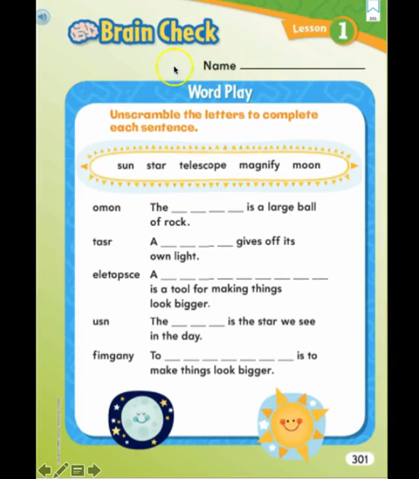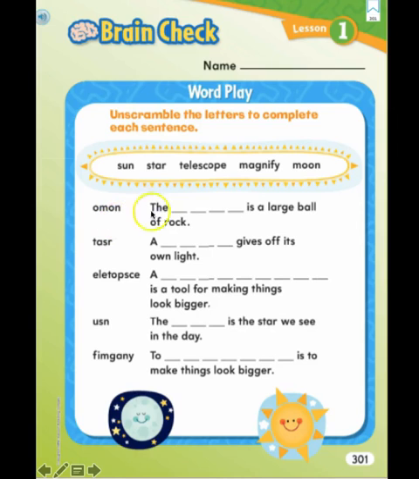Unscramble the letters to complete each sentence. So there are words here that are scrambled up, and here they are spelled correctly. The blanks will each get one letter. So for each word, we can first count the blanks to decide if we're going to need a big word or a small word. We also have all the letters we can use right here. So they've given us lots of clues. The first one says, the blank is a large ball of rock.